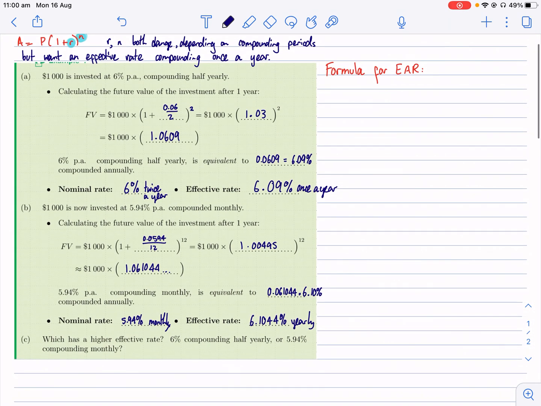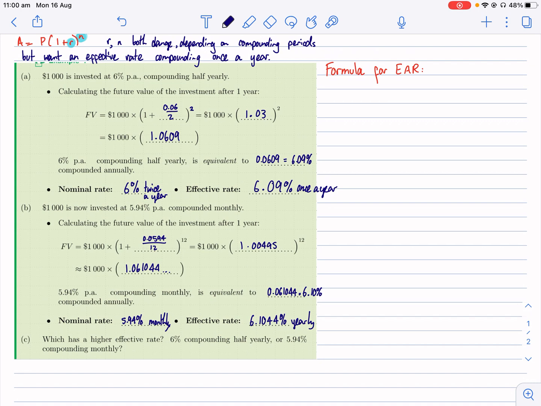So if we have a look at both of those questions, we've been asked which has a higher effective rate, 6% compounding half yearly or 5.94% compounding monthly. If you were giving someone the option between two interest rate options, like you're at a bank and you're offering them two deals. The first deal is that we're going to offer you 6% compounding half yearly. The second deal is we're going to offer you 5.94% compounding monthly. If you were the person trying to take out those loans, you would have to go back and run the numbers for each of those and try and figure out and compare those answers.